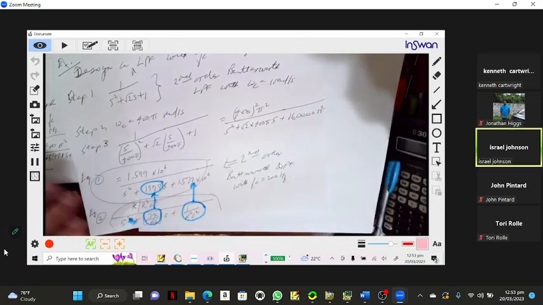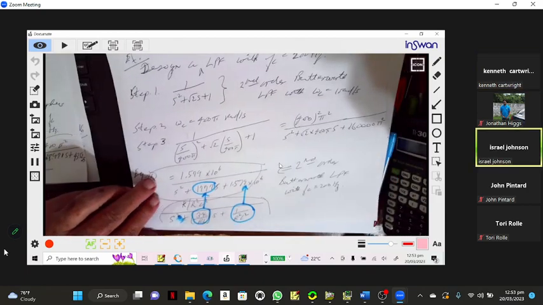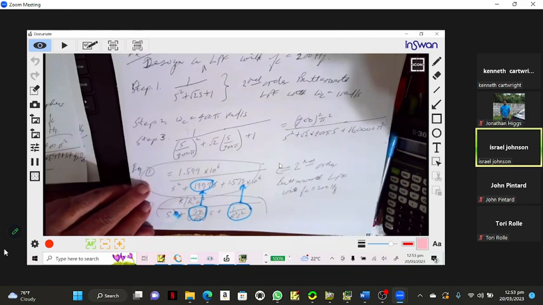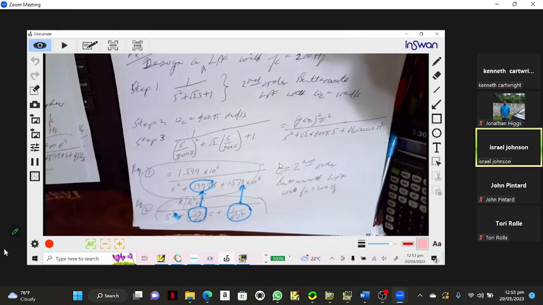I have a question. For the numerator, was that K divided by R squared times C squared, or was that K? Yes. Oh, okay.